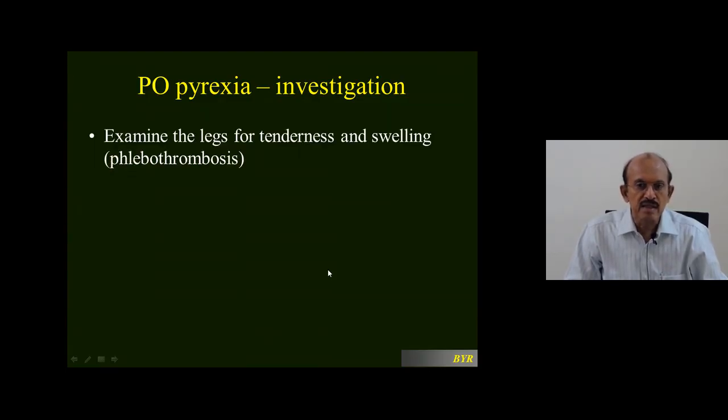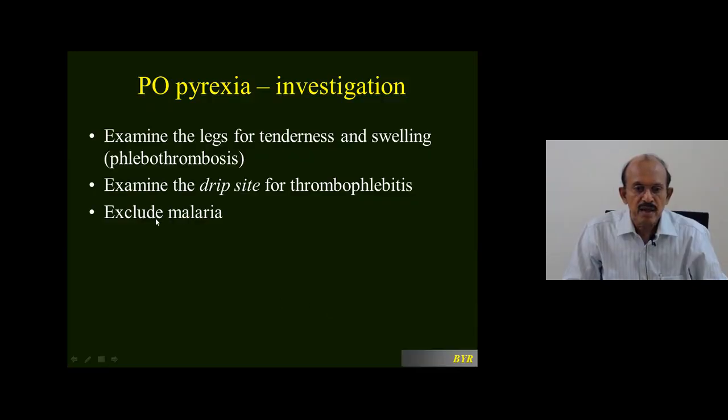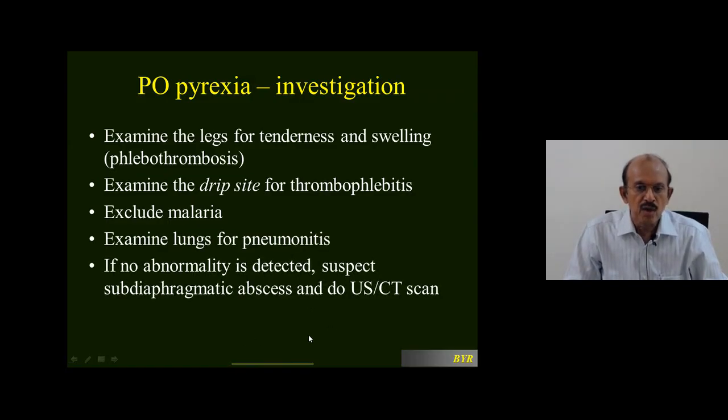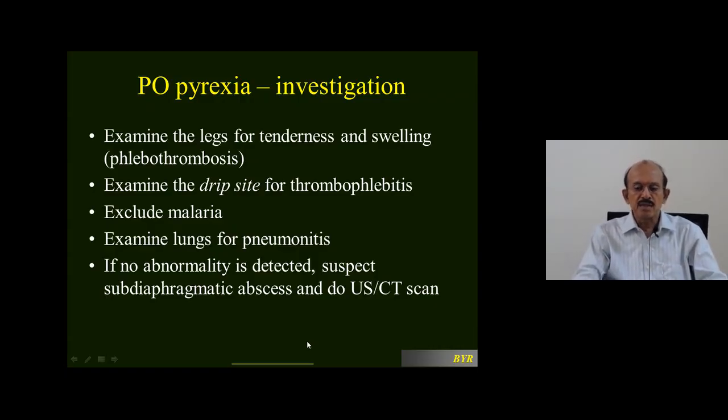Examine the legs for tenderness and swelling. Probably the patient may have developed phlebothrombosis, that is deep vein thrombosis. Examine the IV drip sites for thrombophlebitis. In tropical countries, exclude malaria. Sometimes after surgery, a quiescent malaria will become evident malaria. Examine lungs for pneumonitis. If no abnormality is detected, suspect subdiaphragmatic abscess and do ultrasound or CT scan to locate an abscess under the dome of the diaphragm.